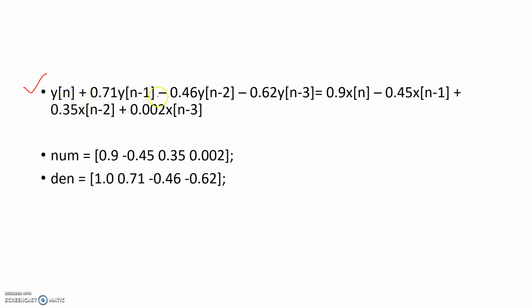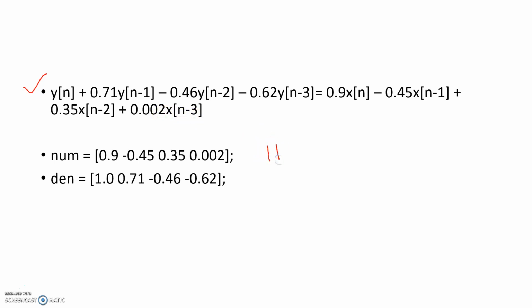y of n plus 0.71 y of n minus 1 minus 0.46 y of n minus 2 minus 0.62 y of n minus 3 equal to 0.9 x of n minus 0.45 x of n minus 1 plus 0.35 x of n minus 2 plus 0.002 x of n minus 3.